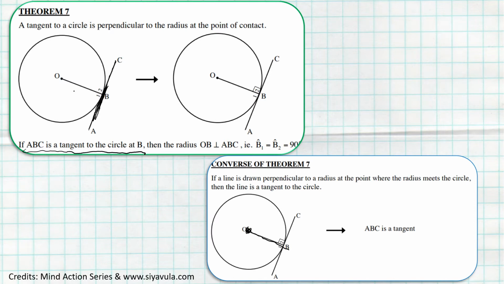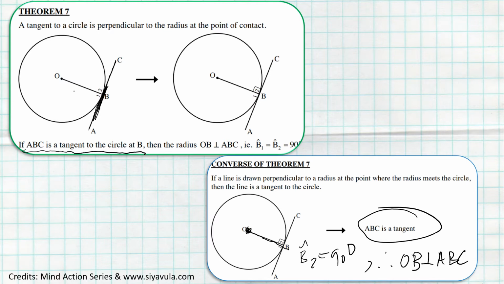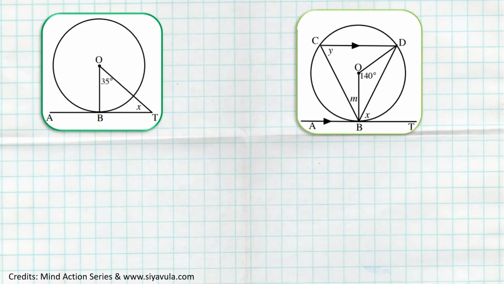Oh, and we can see our angle B2 is equal to 90 degrees. Therefore, we can conclude that OB is perpendicular to ABC, meaning that we can deduce that therefore ABC is a tangent. So it's actually a converse theorem of this, to say if a line is drawn perpendicular to the radius at a point where the radius meets the circle, then that line will be called a tangent.